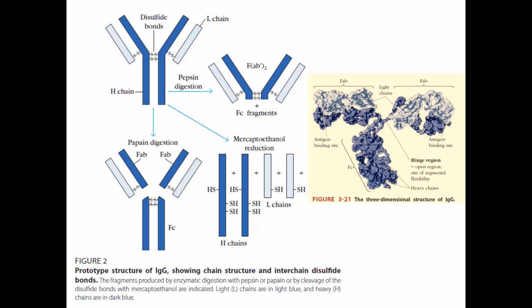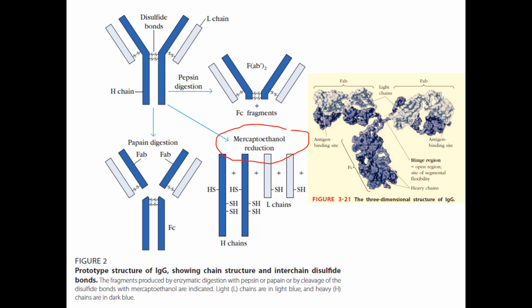Another important concept to know here is that this heavy chain and light chain can be digested in various ways. The heavy chain and light chain, as you know, are joined by disulfide bonds. So, if we perform beta mercaptoethanol reduction on them, these disulfide bonds will get reduced, and we will get individual heavy chains and light chains.